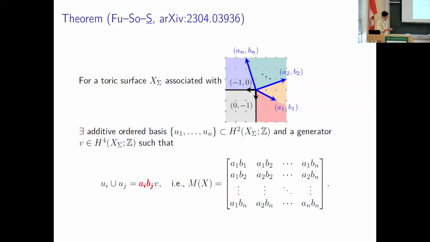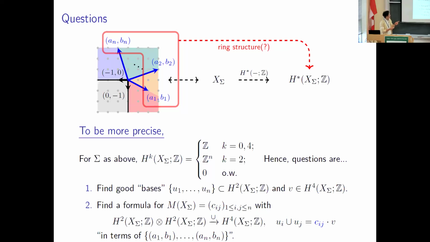So maybe I can remark one more thing. If you do not assume this, then there is some torsion in H3. So that makes the situation a little bit more complicated in general.